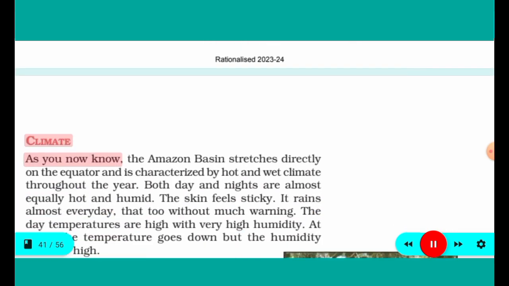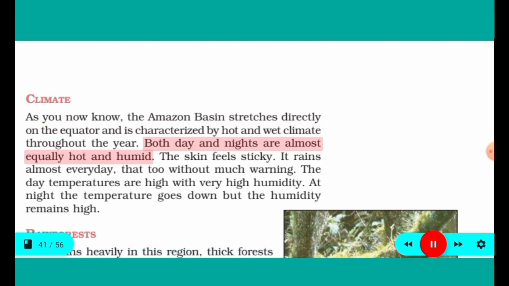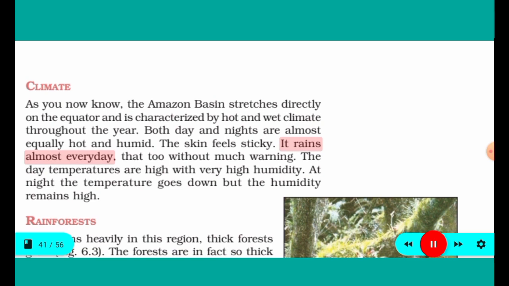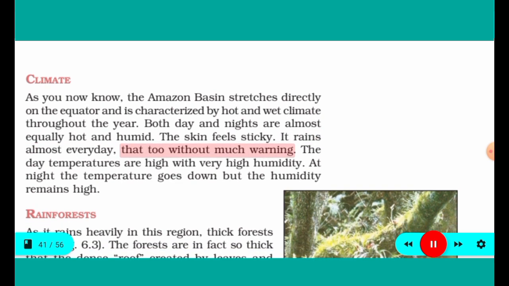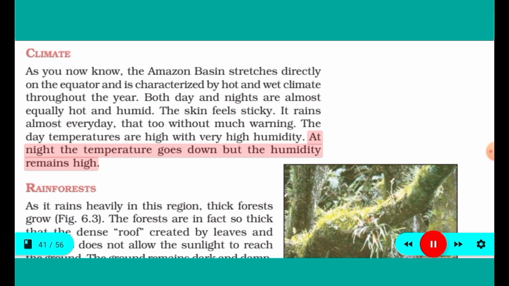Climate. As you now know, the Amazon basin stretches directly on the equator and is characterized by a hot and wet climate throughout the year. Both day and night are almost equally hot and humid. The skin feels sticky. It rains almost every day, that too without much warning. The day temperatures are high with very high humidity. At night the temperature goes down but the humidity remains high.